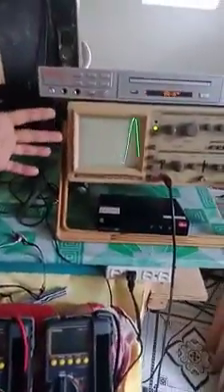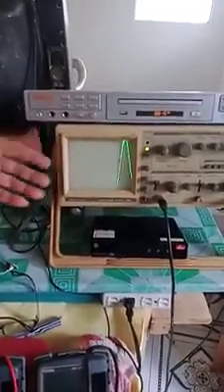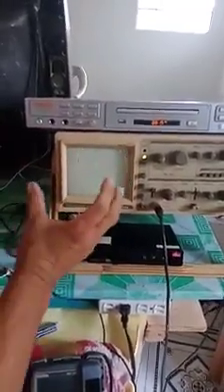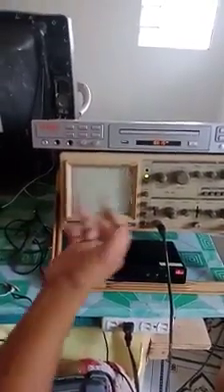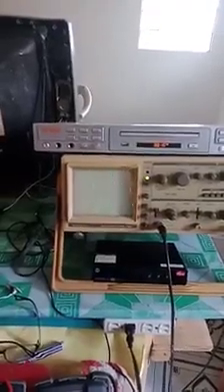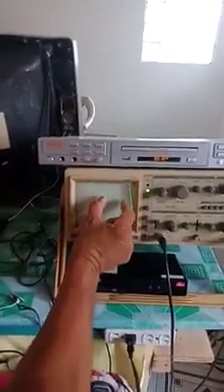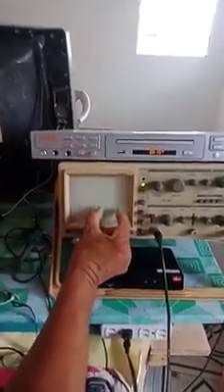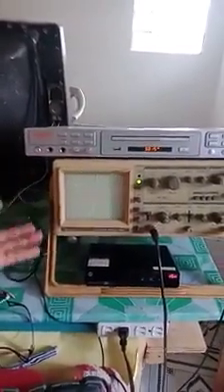But since this is an analog oscilloscope, it doesn't display the number. Instead, we can only measure it in an analog way. That's why we are using the meter scale, which is not so accurate. We are only estimating. And the result now is 60 hertz, measuring only one cycle. That is the way we measure the frequency using this oscilloscope.